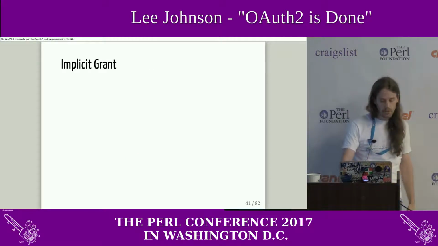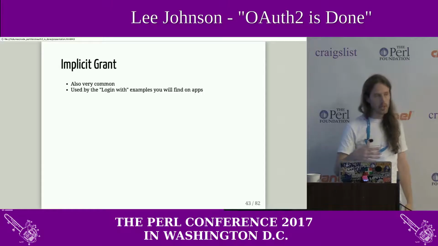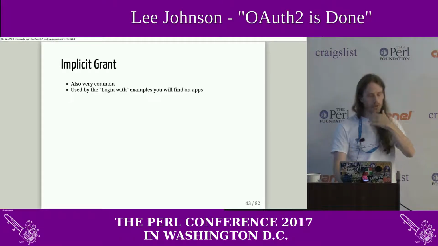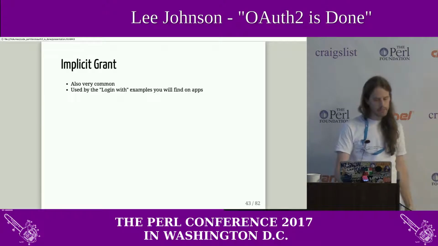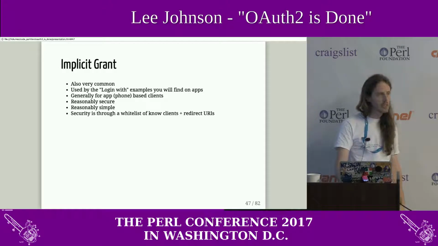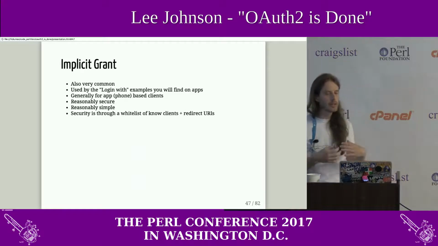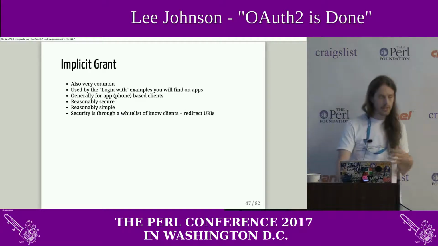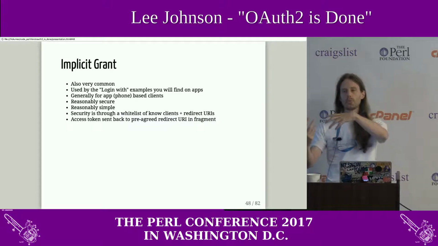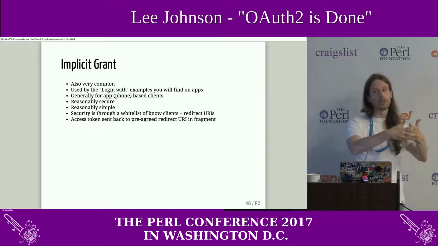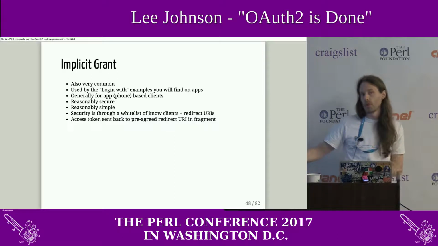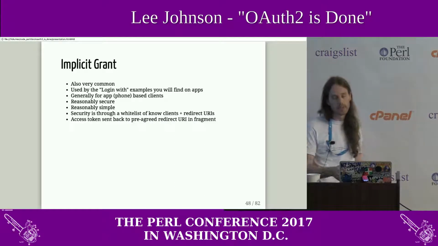So the next flow is the implicit grant, which again is very common, but it's generally used by applications you find on your phone. It's similar to the authorization code grant, just a little bit simplified, which means it's reasonably secure and reasonably simple. Instead of having a list of clients and their client secrets, we have a list of clients and their redirect URIs. Now, obviously, if they're using a redirect URI, it's susceptible to a man-in-the-middle attack, perhaps. And because we send the access token back in the foreground to a redirect URI, it can be seen by the user, which means theoretically they could grab that access token and do what they want with it. They could then themselves call your API. So that's something to bear in mind.